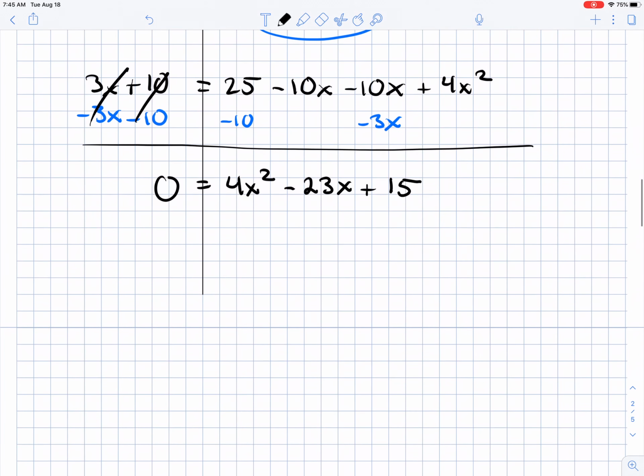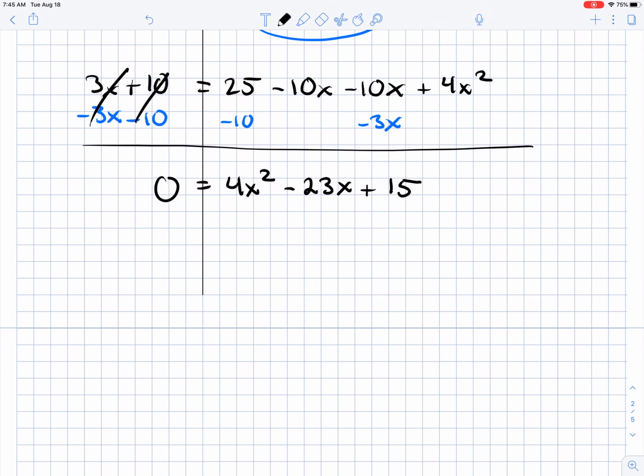So at this stage, what we'd like to do, we want to factor, right? Now, before, you might be tempted to say two numbers that multiply to give us 15 and add to give us 23, but in this case, that wouldn't be correct. We're actually looking for two numbers that multiply to give us, what is that, 60? I call this the AC method.